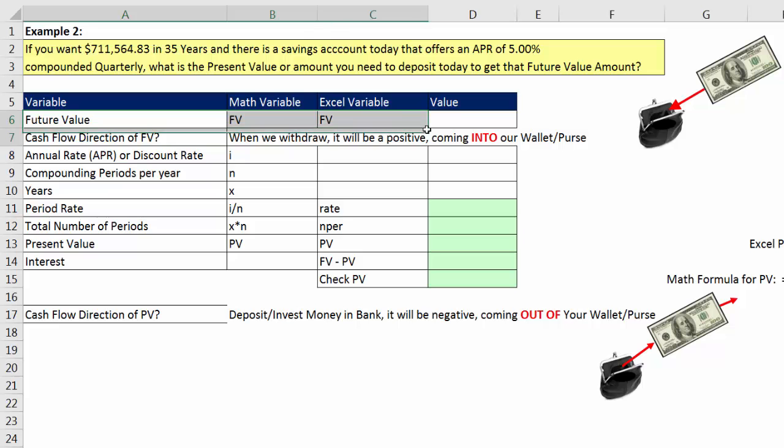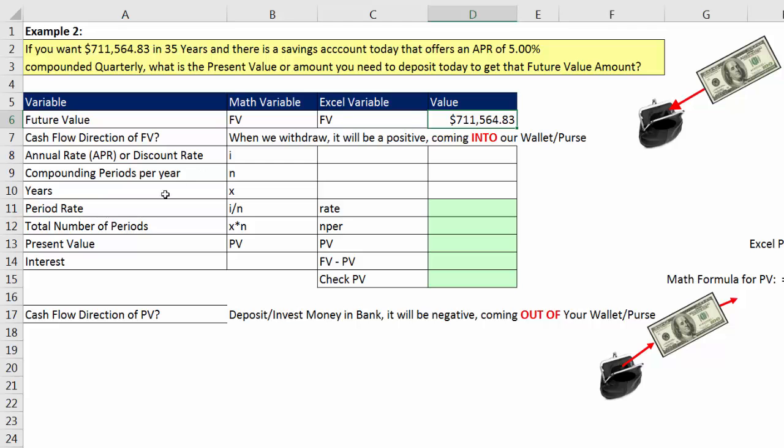All right, so future value amount, we know that number. So I'm going to type it here. Enter, enter. The cash flow direction, well, this is in the future. We're hoping it's going to come into our wallet or purse. So that's going to be a positive for our Excel function. The annual rate, also known as a discount rate.